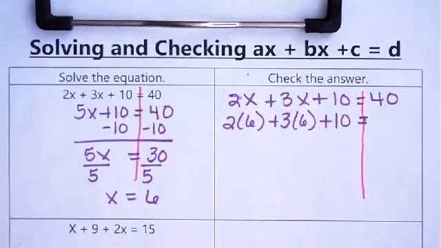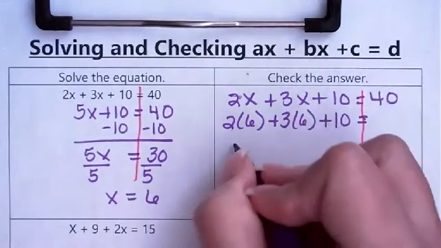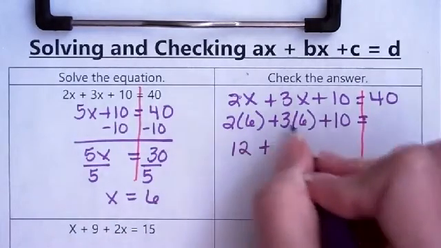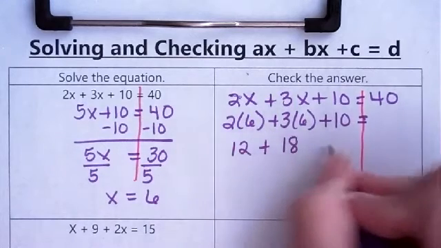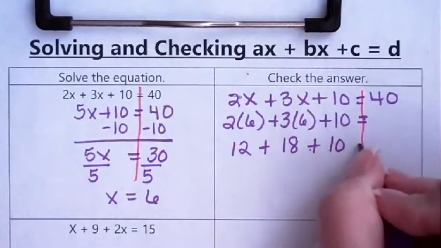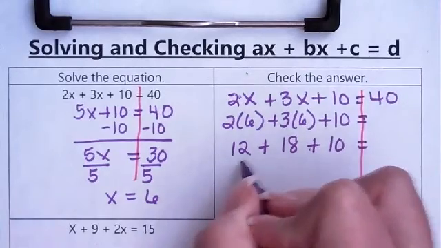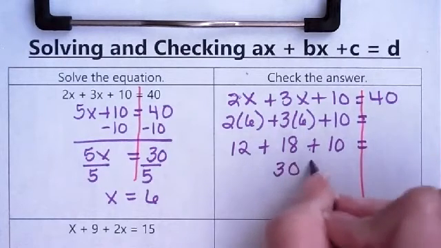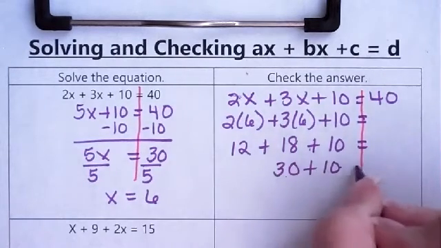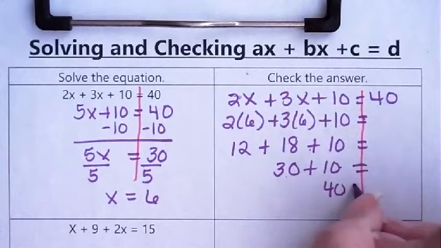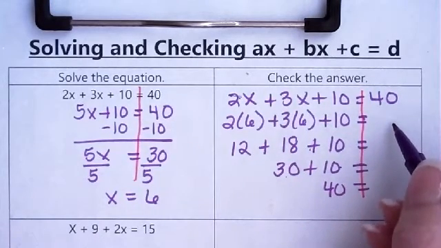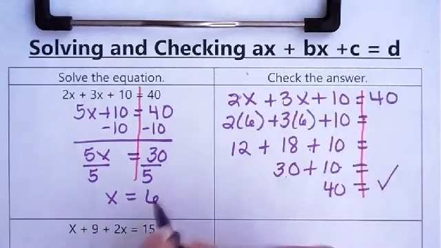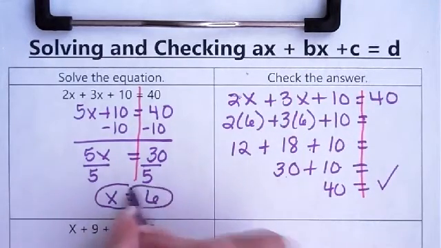Okay, now order of operations says I got to multiply before I can add. So 2 times 6 is 12. 3 times 6 is 18 plus 10. Okay, well, now we're going to add. And we always just do it left to right. 12 plus 18, that is going to be 30, plus that 10, but 30 plus that 10 is going to give me 40. And if I look over here, 40 is what I'm supposed to have, so I know that checks out, and this is my correct answer.